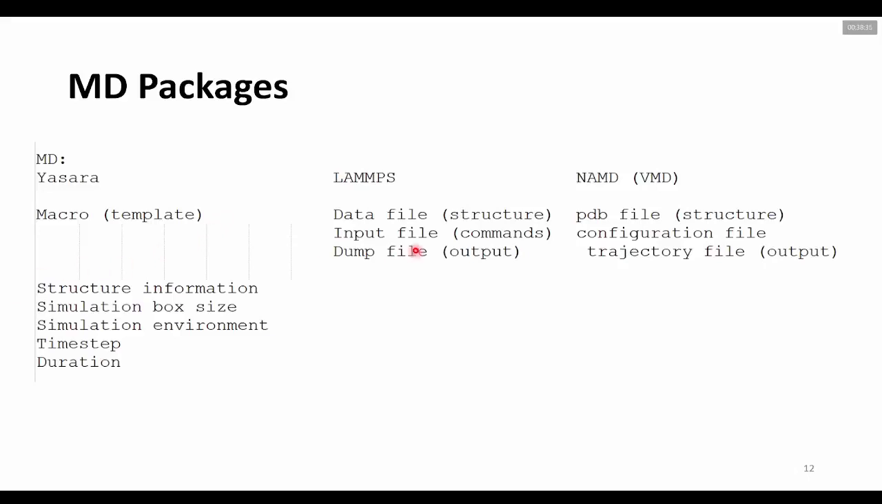So in the input file, you generally set this kind of thing: the structure information, the simulation box size, the environment. Environment setting is very crucial, like how you would like the protein to interact with the environment, and what your time step is, and what the duration is. That kind of thing you set in a molecular dynamics package, and then you run your simulation, and then you analyze your data from the dump file or the trajectory file, whatever the output is.